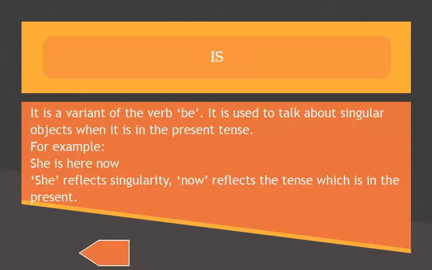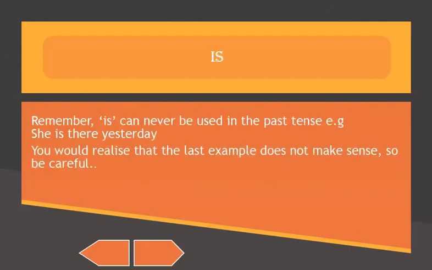Be patient. Is. It is a variant of the verb be. It is used to talk about singular objects when it is in the present tense. For example, she is here now. She reflects singularity, now reflects the tense, which is in the present. Remember, is can never be used in the past tense. For example, she is there yesterday. You would realize that the last example does not make sense, so be careful.